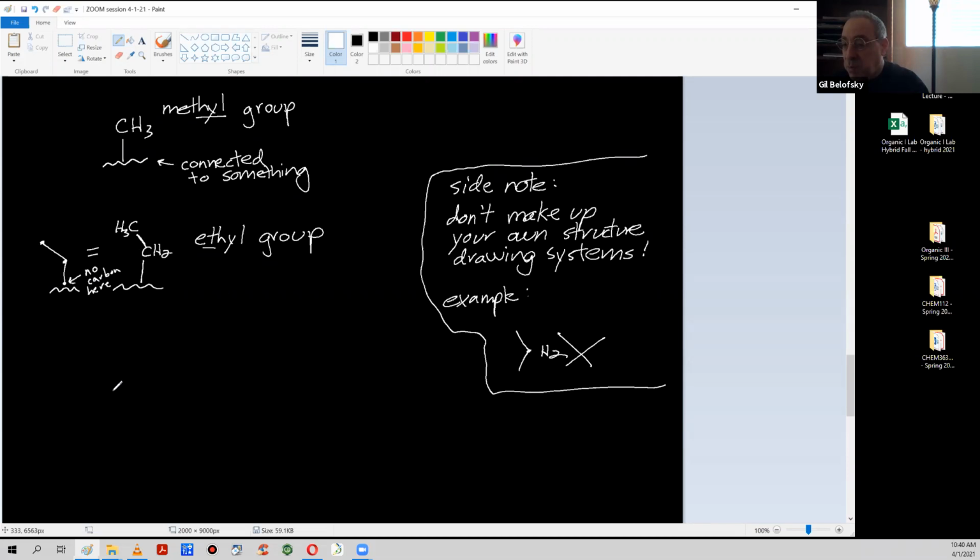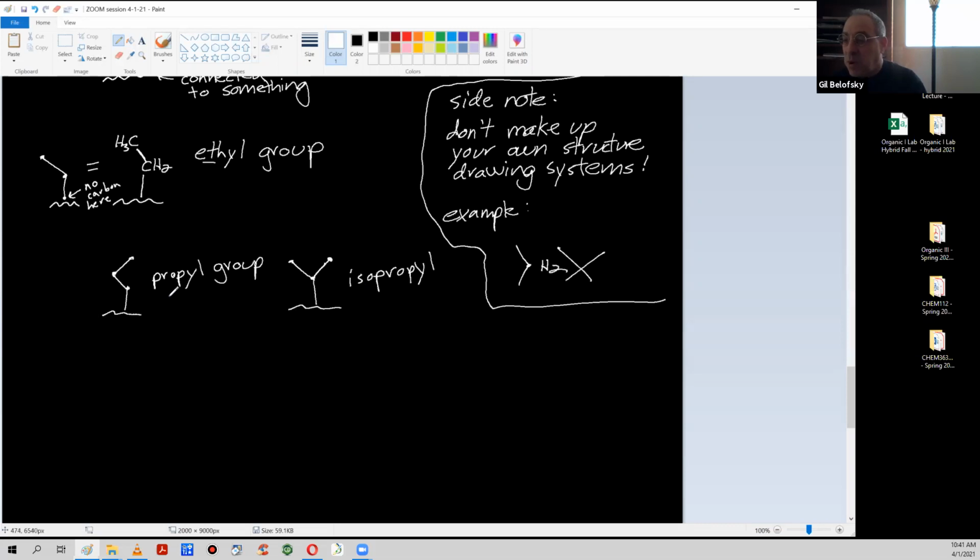The next one would be a propyl group, 3 carbons. 1, 2, 3, propyl group. But then we have an isomer of the propyl group, which also has 3 carbons. Oh, how about that? So that's an isopropyl group. Again, you're going to see a lot of inconsistency in what is supposed to be consistent methods of naming. You'll see this soon. So there's 2 propyl groups, and I guess technically an N-propyl group and an isopropyl group. Sometimes you'll see this as 1 propyl. That seems less clear.